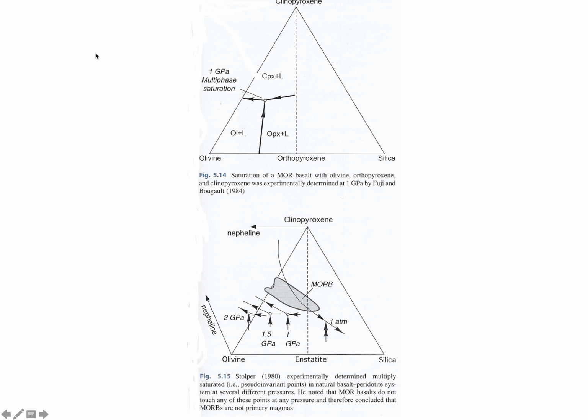And here at this small dot we have a multi-phase saturation at 1 gigapascal. So we have here a saturation of mid-ocean ridge basalt with olivine, orthopyroxene and clinopyroxene. That was experimentally determined at 1 gigapascal. So 1 gigapascal means we have 10 kilobars and we are sitting at a depth of about 30 kilometers.